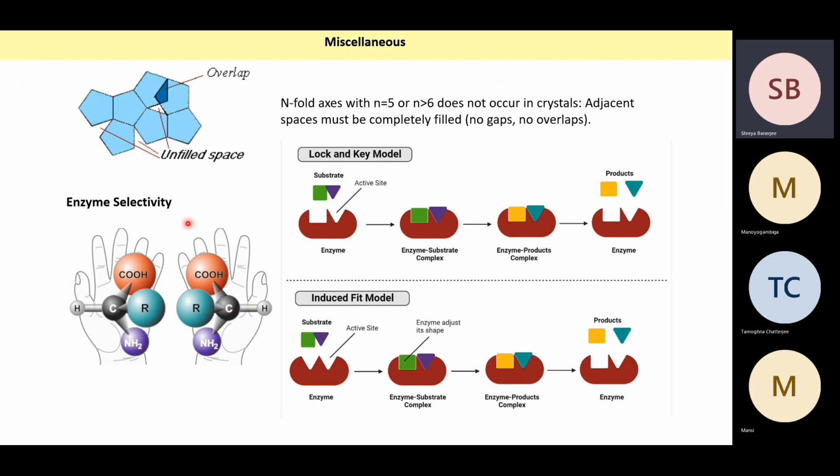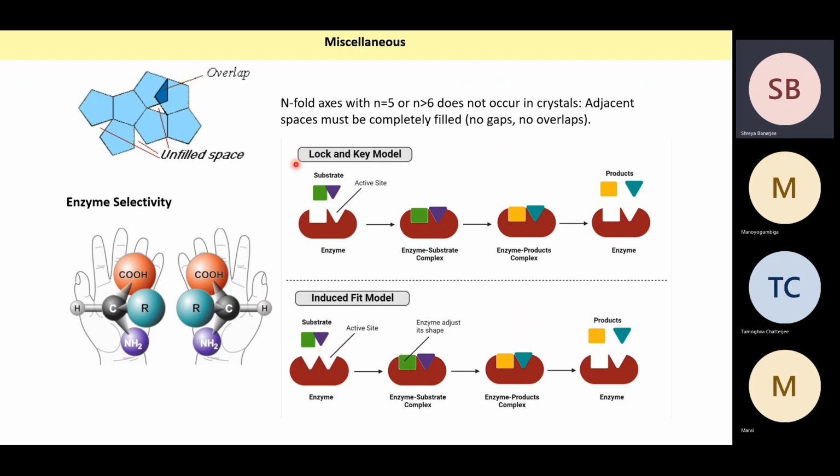So if you have 2 molecules, there are no symmetry elements between these two. They are 2 completely different configurations. So enzymes are very selective to one particular configuration. There are basically 2 models of enzyme activity.